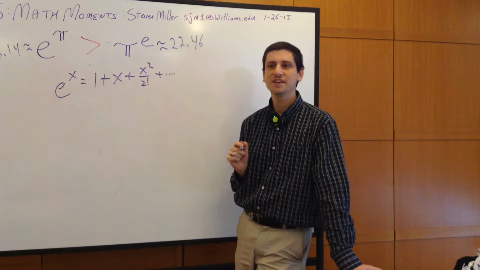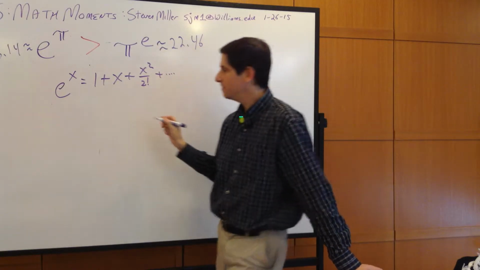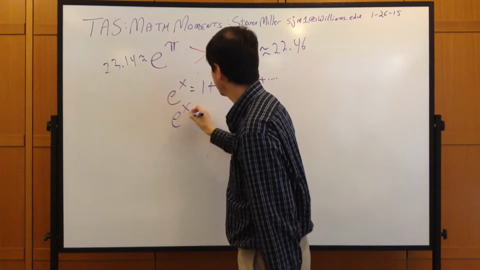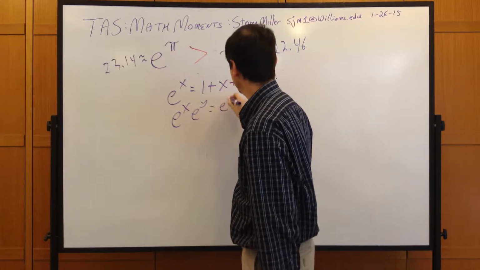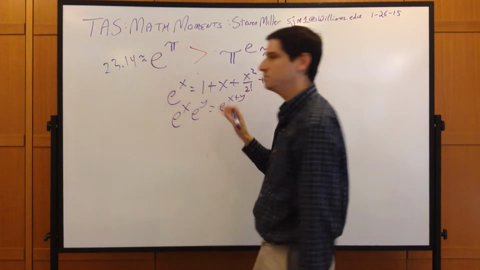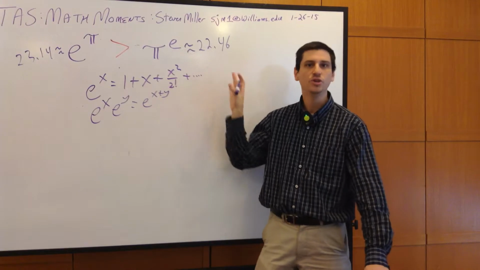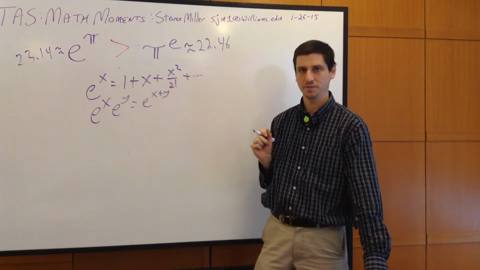So this is the definition of e to the x. It's a really good definition. It turns out e to the x times e to the y is e to the x plus y. I might have talked to some people about this at the end of class last time. You can prove every trig identity from this.